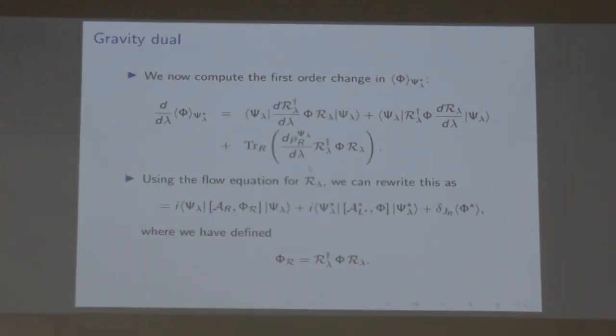Okay, so with that preamble, we take this one point function and compute its first derivative with respect to lambda. That pulls down a bunch of terms. The first two terms are where d by d lambda hits either of the reflection operators. And the last term is where d by d lambda hits the state itself, psi, because psi is also changing with lambda. Using the flow equation that we derived for the reflection operator, we can write this in terms of these modular pair connections. The last term I have rewritten as the change in the one-point function of this bulk operator upon introducing this boundary source. Okay.